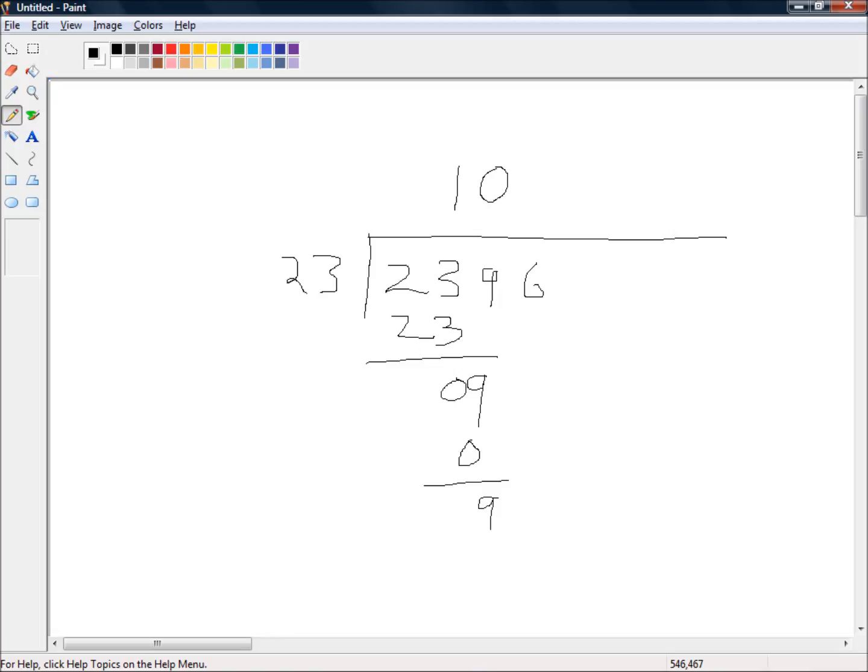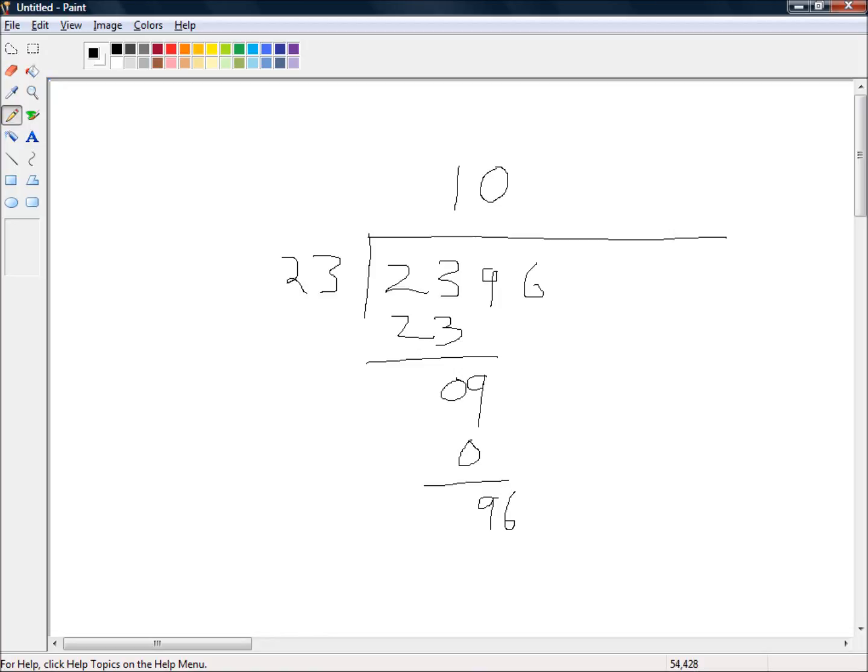Bringing that down, we're asking how many times will 23 go into 96? Well, this is where some level of estimation comes in. We can ask ourselves how many times will, say, 20 go into 100, and we know the answer is 5. And we know that 25 will go into 100 4 times. So the answer is going to be somewhere between 4 and 5 as a guess. So I'm going to guess 4 and see what happens.